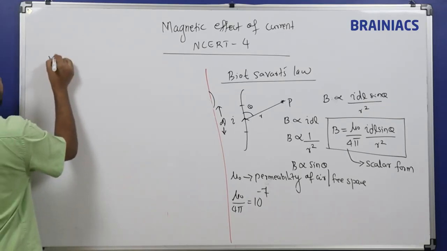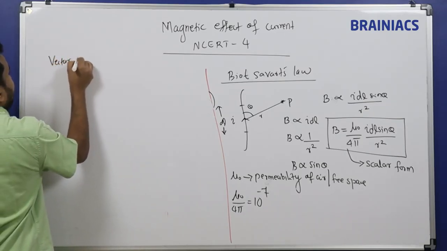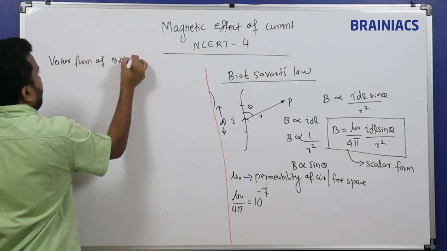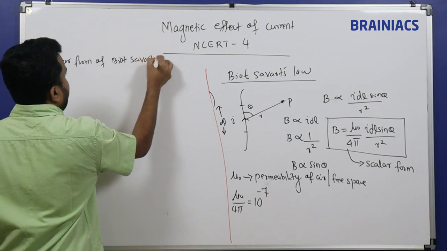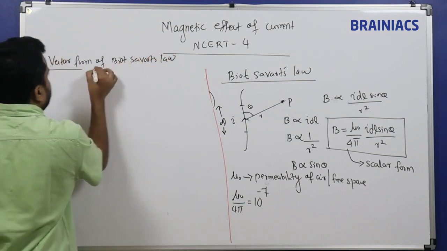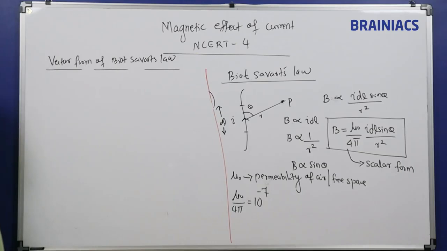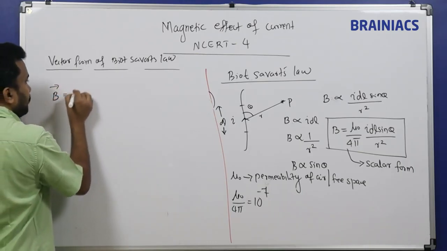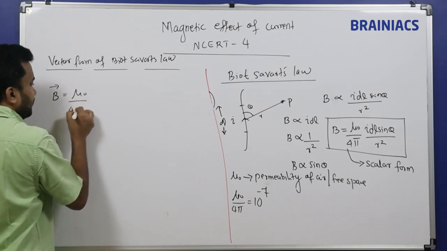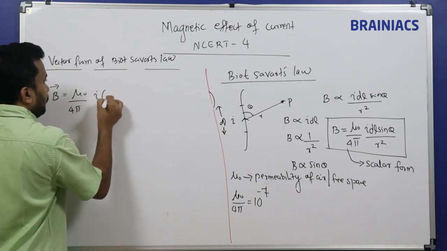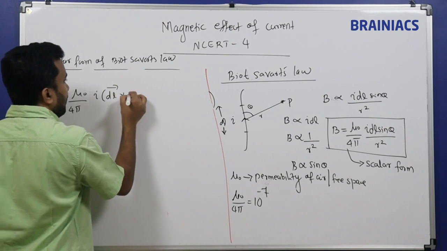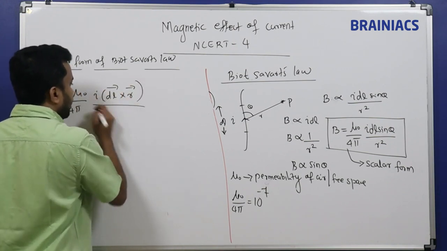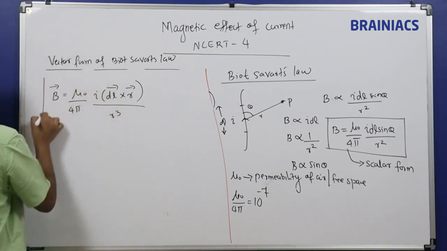Next one, you can write a specific heading: vector form of Biot-Savart's law. What is the vector form of Biot-Savart's law? Listen very carefully. Vector B is equal to mu 0 by 4 pi, which is a constant, I into dl cross r divided by r cube. This is important.